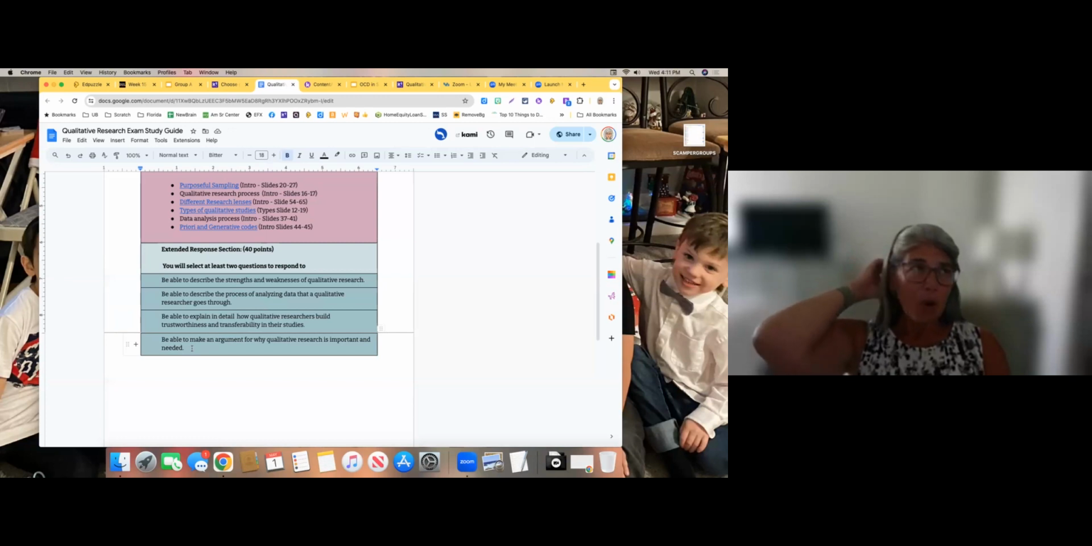Many times, quantitative researchers will poo-poo qualitative research. They'll make a comment and say it's not as important or it's not as good. So here I want you to argue with them and explain why qualitative research is needed and why it's important. You're going to pick 2 of those, but you could pick a third if you wanted.